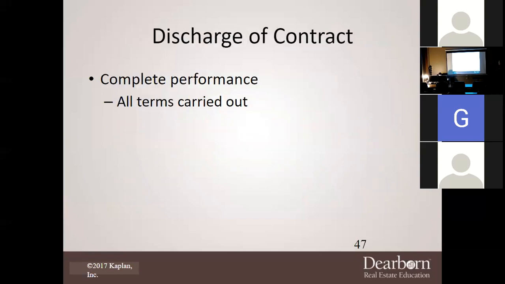To discharge a contract, number one, complete performance is our very first one. We can discharge by fulfilling our duties. So we filled all of the terms, carried them out, we've done our job.